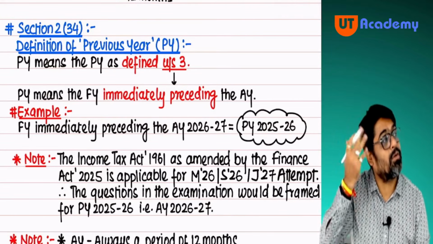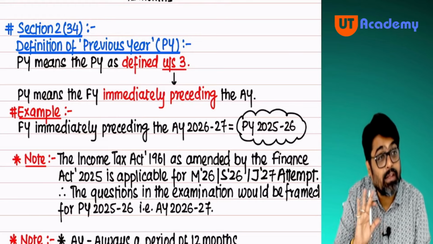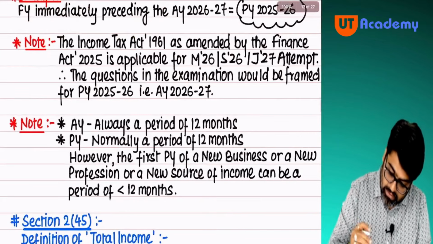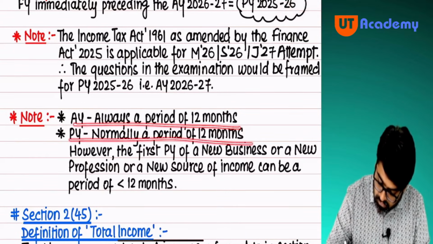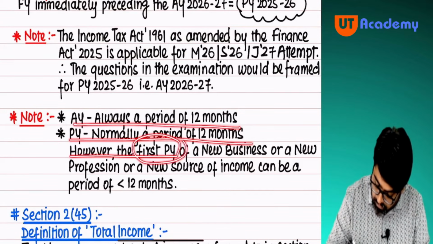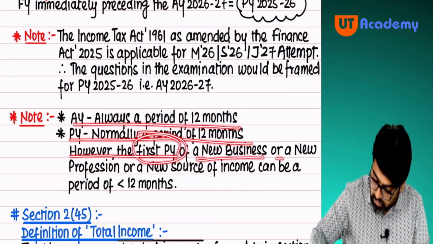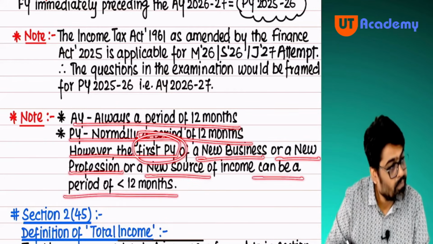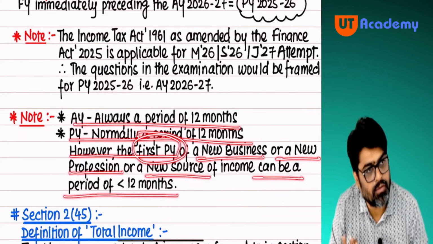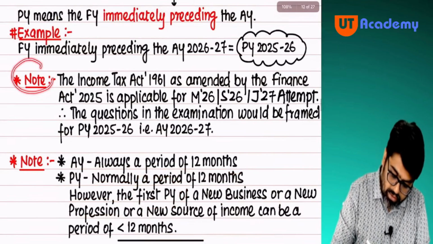But can it be a period of more than 12 months? Can it be a period of less than 12 months? Yes. So, the assessment year is always a period of 12 months, the previous year is normally a period of 12 months, however the first previous year of a new business, new profession, new source of income can be shorter. Did I explain all these things? Very good. Now, read this note.